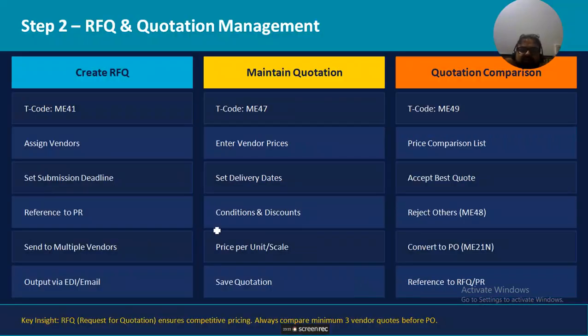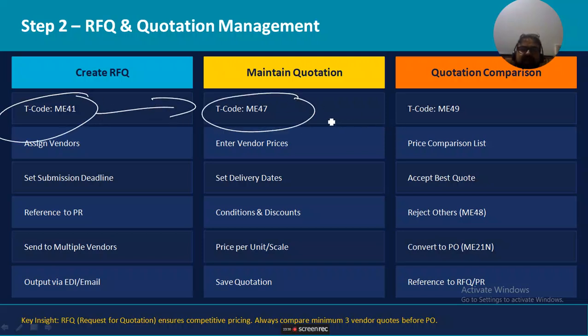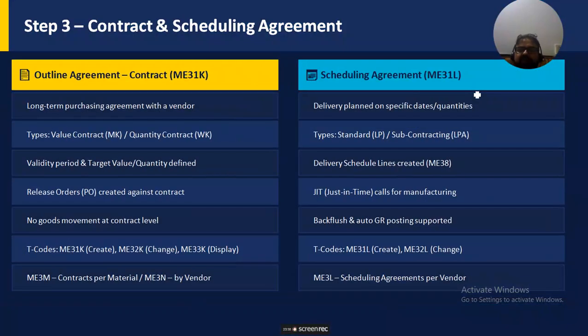RFQ. So this is the transaction code where we select the vendor, right? Here we compare prices and we select the vendor with these T codes ME41, ME47, and ME49. Outline agreement, contract and scheduling agreement. Both T codes are different over here. ME31K where we use the contract, ME31L scheduling agreement.